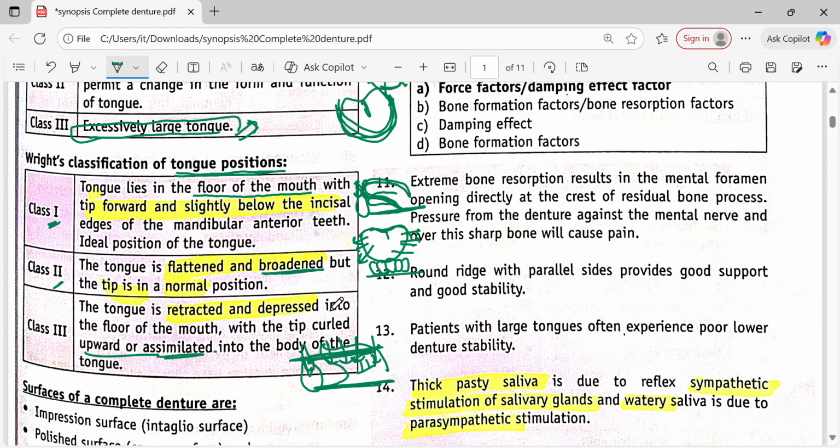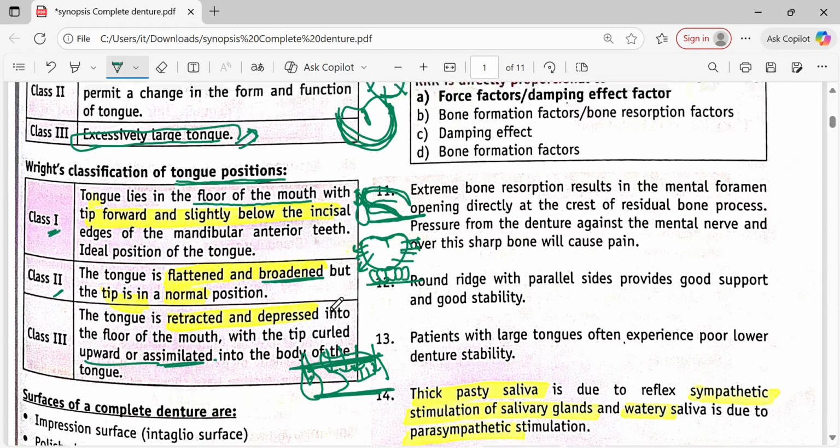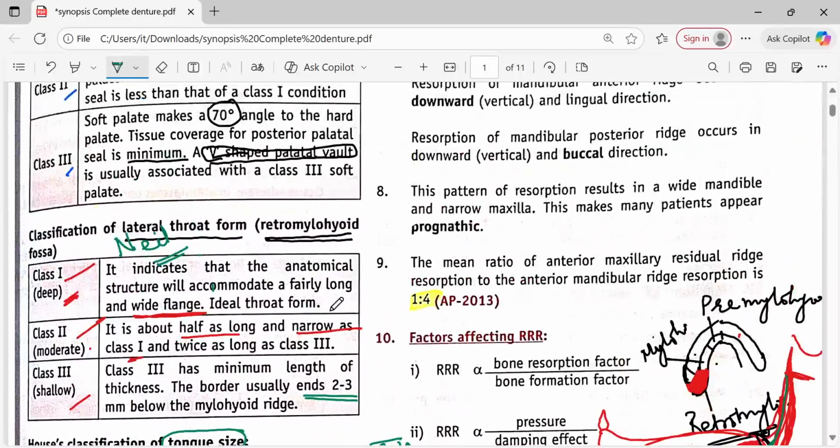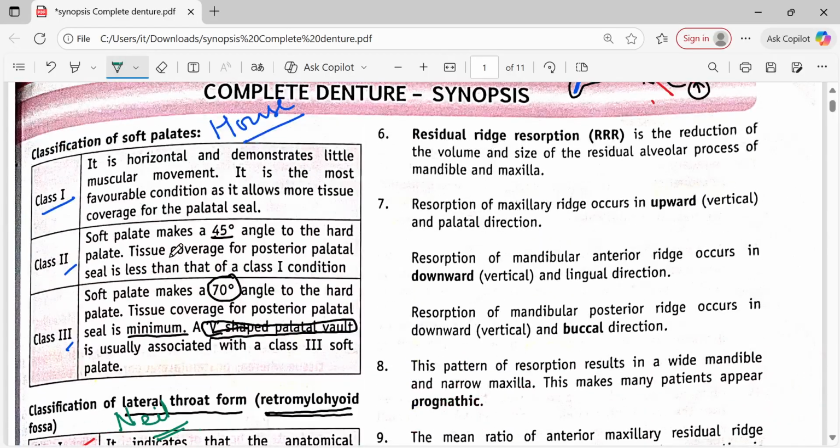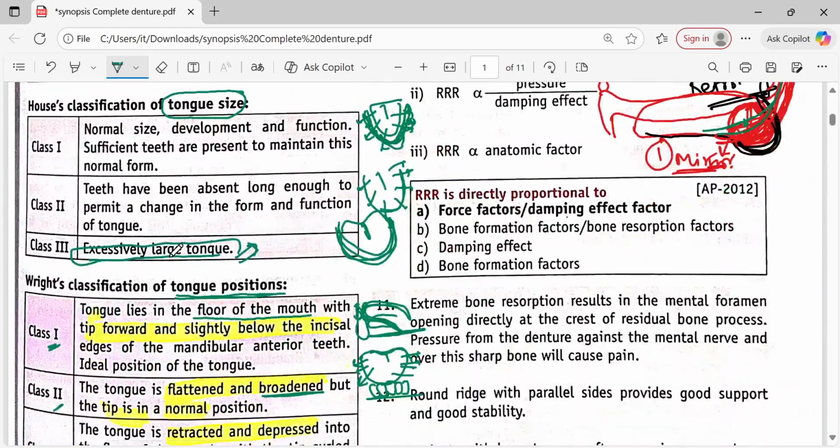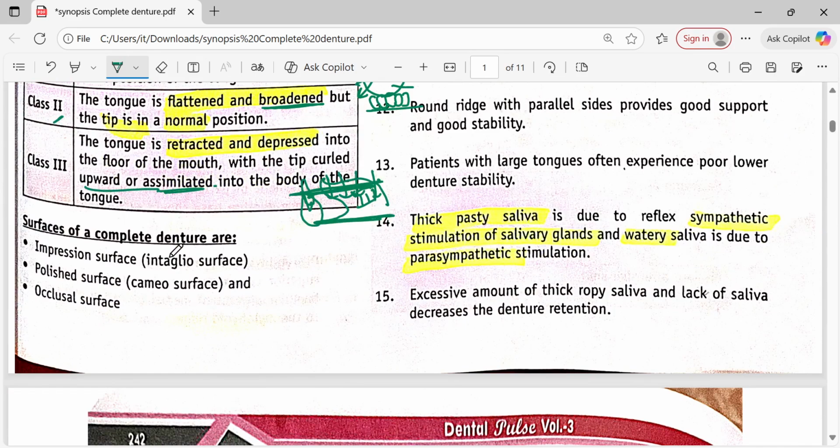This was the classification by Rao. This is the classification by Wright, House. This is Neal's classification and the soft palate classification. These are the 4 classifications you have to remember.